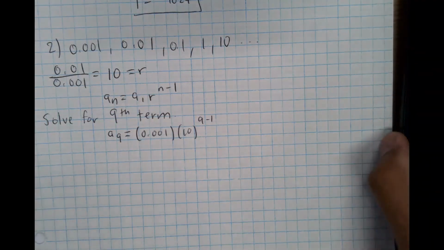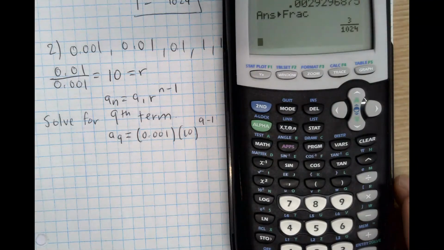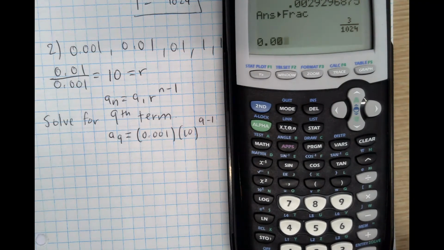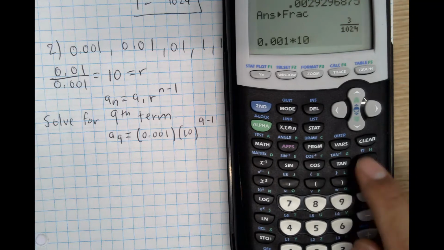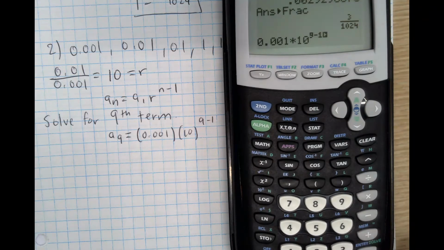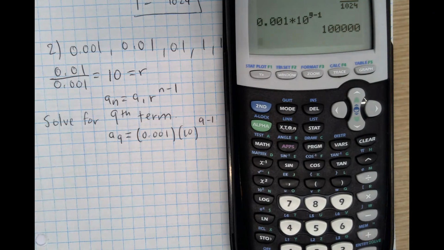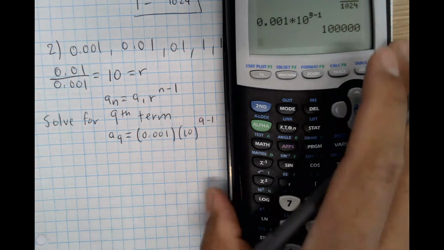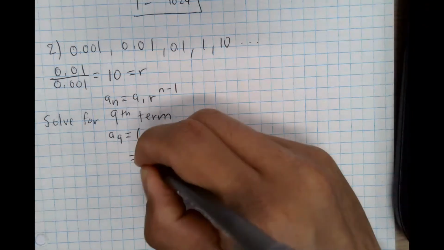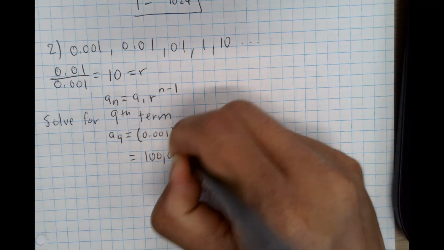You can see here that this would be 0.001 times 10 to the 9 minus 1. And there we go. We get 100,000 as our answer. And you would just go ahead and write this 100,000 as our answer here.